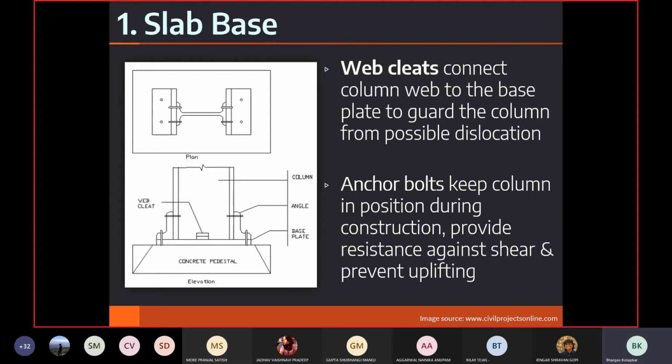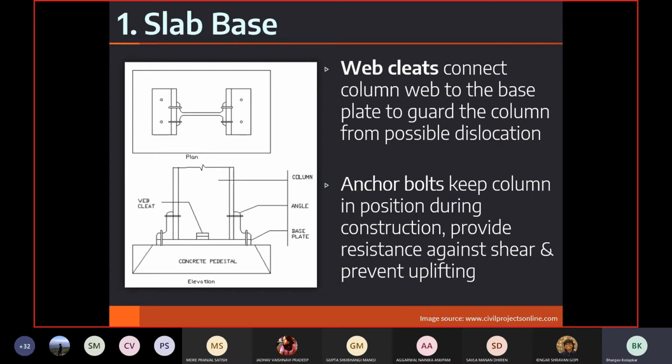Okay. Thank you. In these videos, we saw that the main function of the anchor bolt was to keep the column in position during construction. It's a very basic function. When you're placing the column over the footing, it has to be exactly aligned the way it is given in the drawings or the way it has been designed. So anchor bolts make sure that happens, and then they also provide resistance against any shear that might occur in the column. And they are called anchor bolts because they anchor the column against any uplift because of lateral loads.